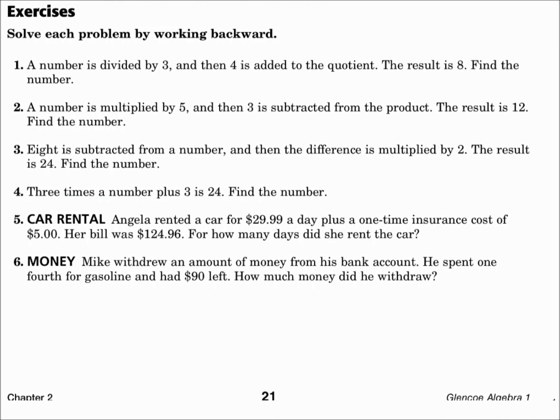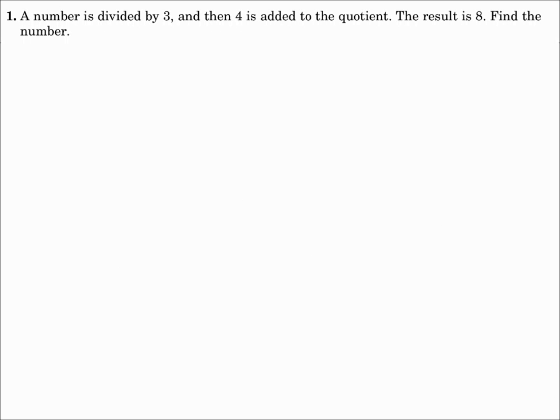Solve each problem by working backward. Number 1. A number is divided by 3, and then 4 is added to the quotient. The result is 8. Find the number.